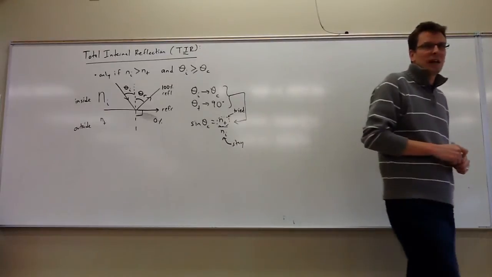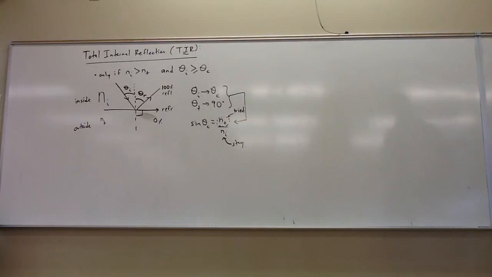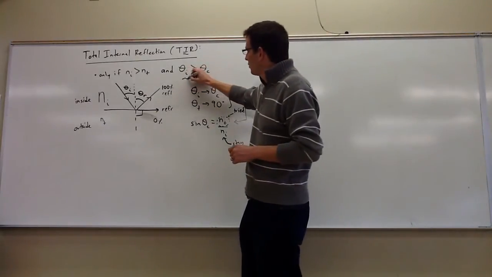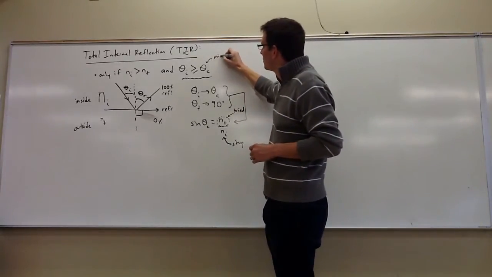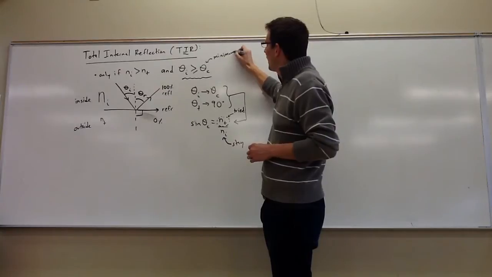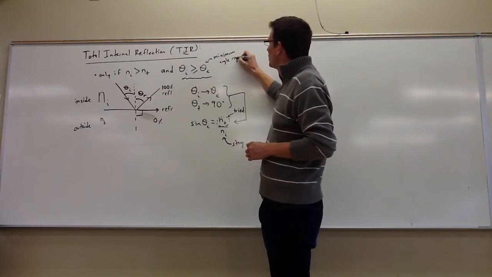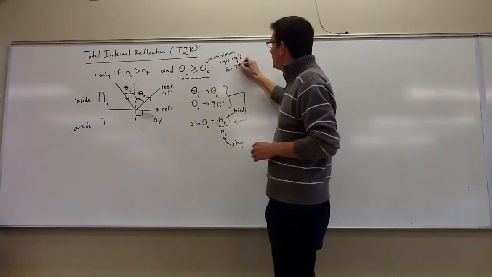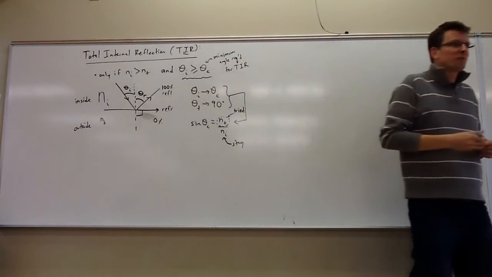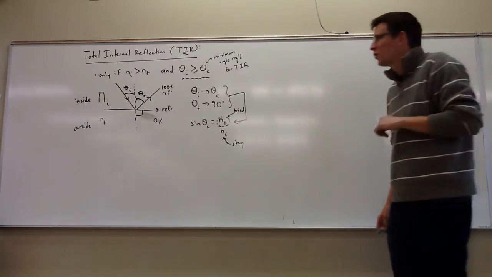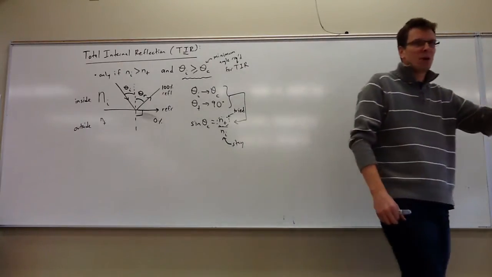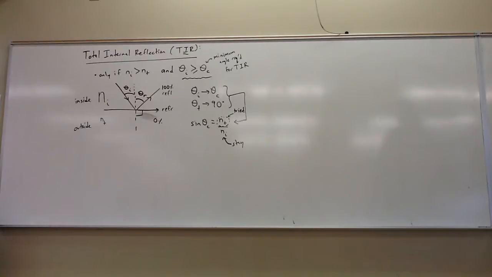Let me remind you that the critical angle is just where the party starts. I showed you a demo last time where once you've achieved this phenomenon, it continues to be there for any angle that's larger than that too. So the critical angle is just the minimum angle required for TIR. If you meet or exceed this value, you will achieve total internal reflection. That's the minimum bar you have to clear in terms of angle in order to get this phenomenon.